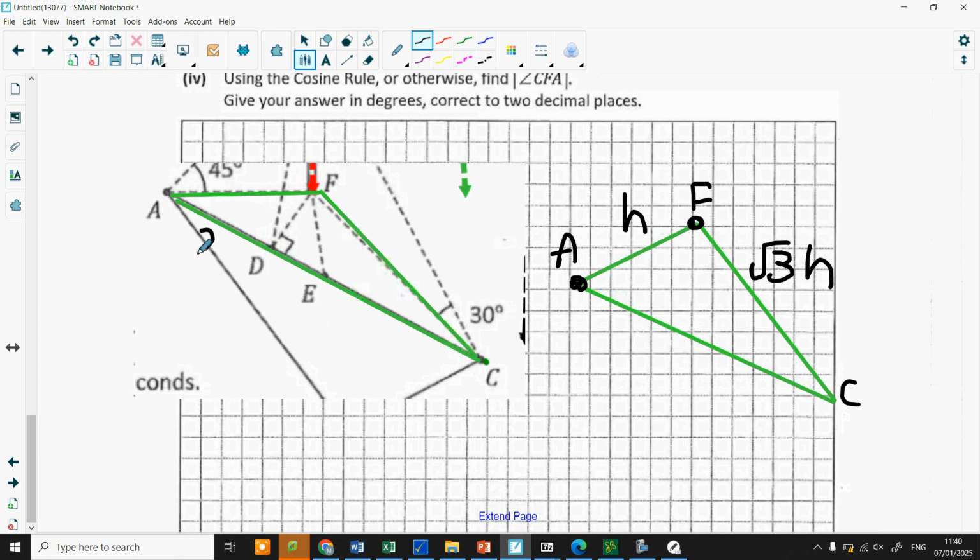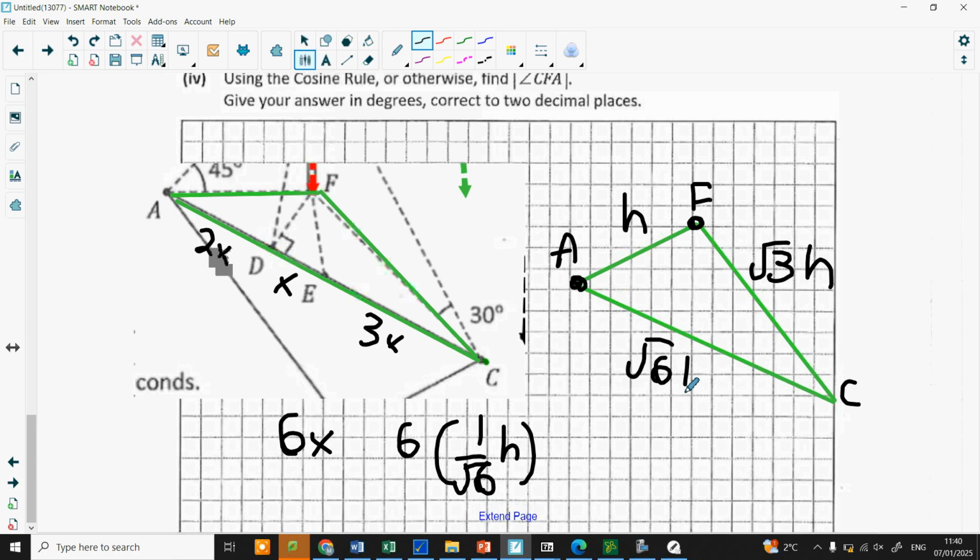Okay. How many X's did we say goes across here? 2X, X, and 3X. Is that 6 X's in total? And what did we say X was again? So therefore, 6 divided by root 6 is root 6 H. We have all 3 sides, which is great.